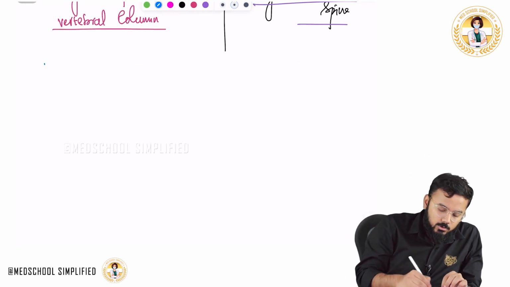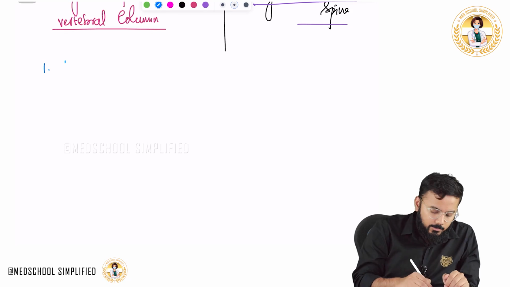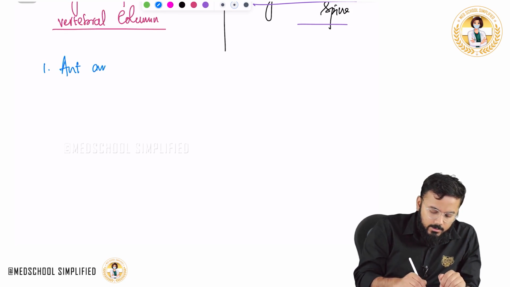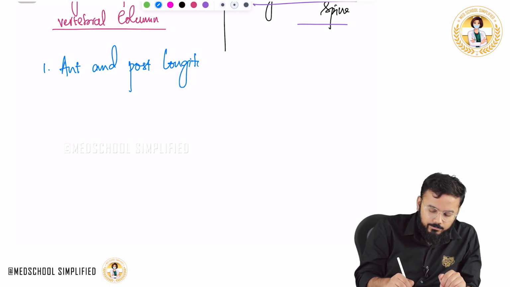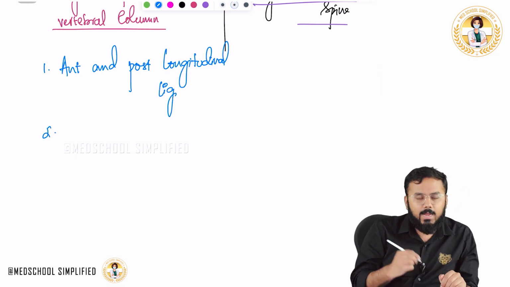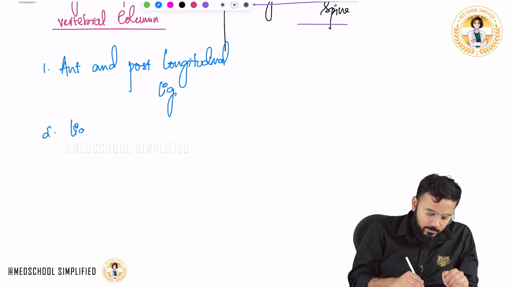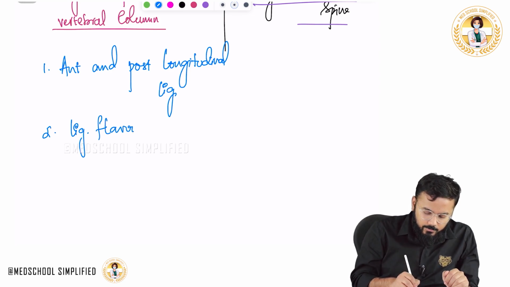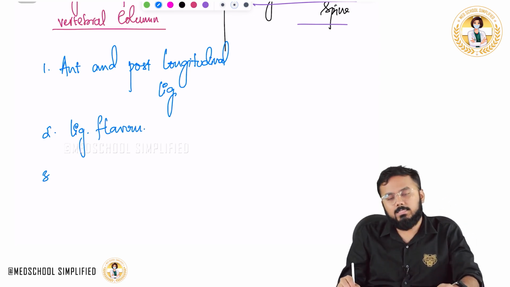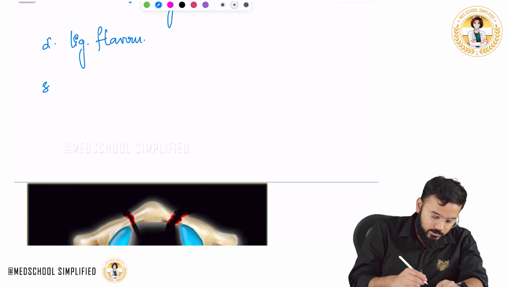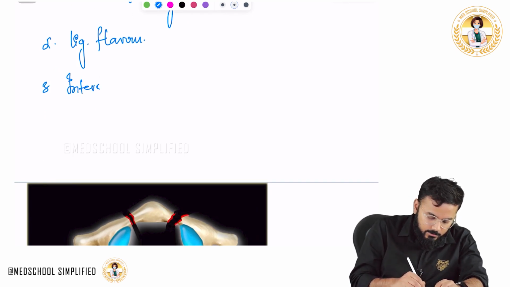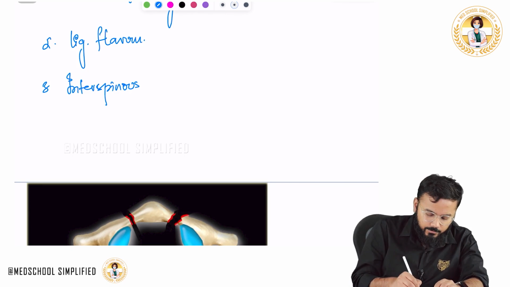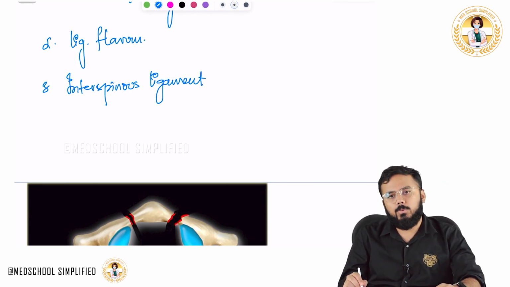The ligaments that are present throughout the vertebral column: one is the anterior and posterior longitudinal ligament. After anterior and posterior longitudinal, next we have got the ligamentum flavum. So that is the next important ligament. Third is your interspinous ligament.